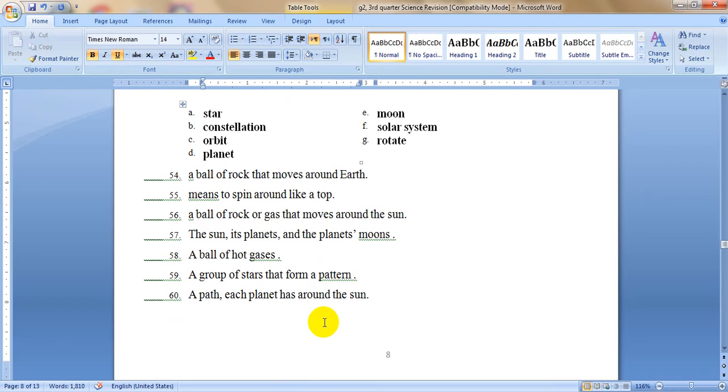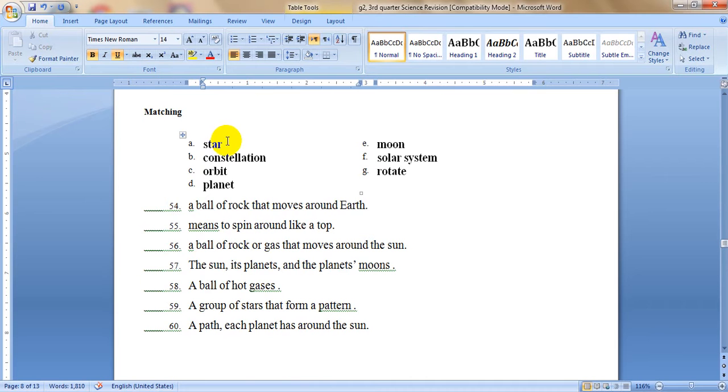It's matching. You have 7 words here: star, constellation, orbit, planet, moon, solar system, rotate. We need to write the letter next to each word next to the correct sentence or definition that represents it. Let's start with the first one, number 54. A ball of rock that moves around Earth. What is moving around Earth? It's the moon.